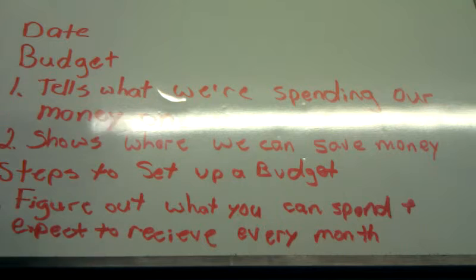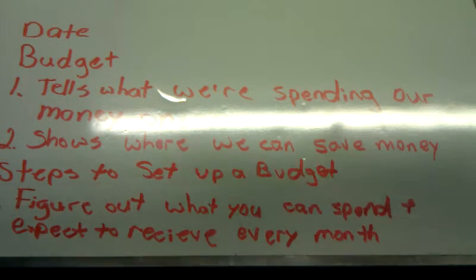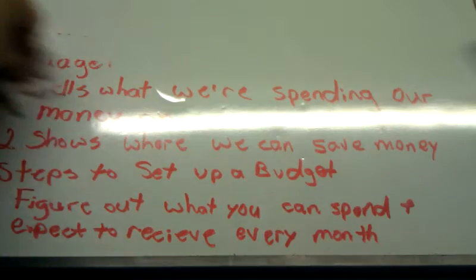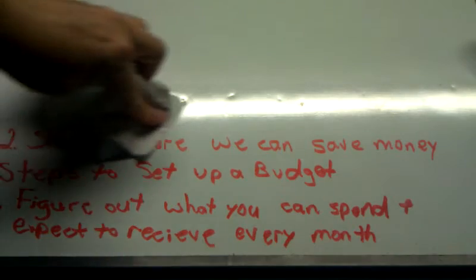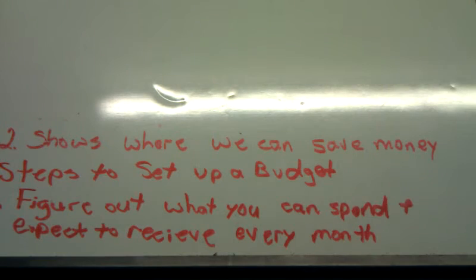Okay, so the first step to setting up a budget is figure out what you can spend and expect to receive every month. So that's the first thing we need to put in our budget. And that's just going to be a rounded figure, just an estimate. That doesn't have to be exact. Take your time, be thorough, and list all your income and expenses. Be careful not to overlook a small expense. If you spend $5 a week on shampoo, you may have great hair. Remember to write it down. If you join the church group for a weekly meal, note it.